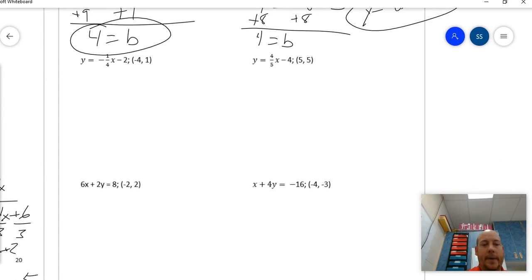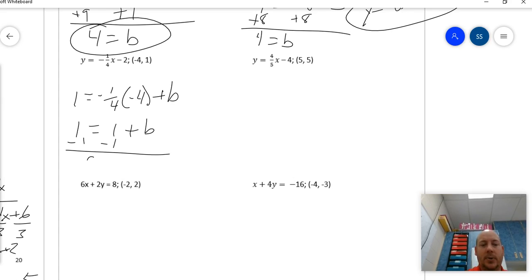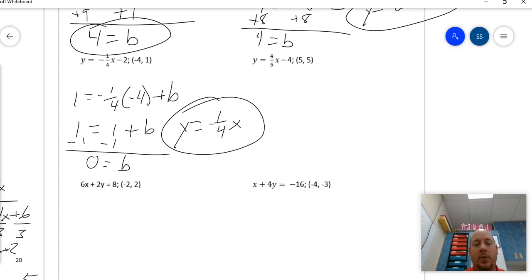So, okay, next one. Again, y value is 1 equals negative 1/4 times your x value plus b. 1 equals negative 1/4 times negative 4 would be 1. Okay, and subtract 1 from both sides, so 0 would be your y-intercept. So we would just write y equals negative 1/4 x. Don't need to put the plus 0 because it doesn't change the value. Just get that, right? Slope's the same. New y-intercept. Because it's 0, we don't put it. Okay. Next one.